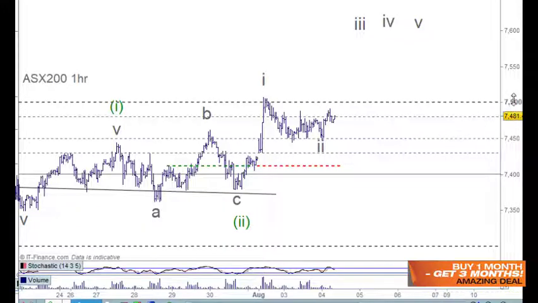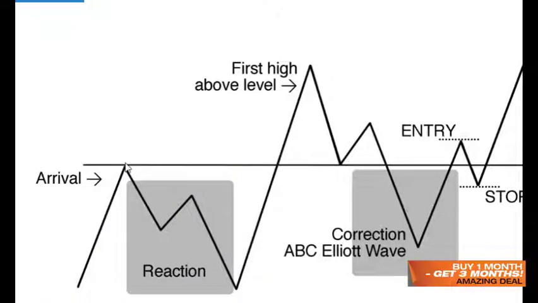So 7,500 here. The 7 is not important, but the 500 is important. And at that, we'll be looking at a classic trading levels pattern. So we've already arrived here, and we're looking at the reaction here. So we still need the first high above the level, and then a corrective pattern over here, and then another little classic trading levels pattern sitting in here for that.